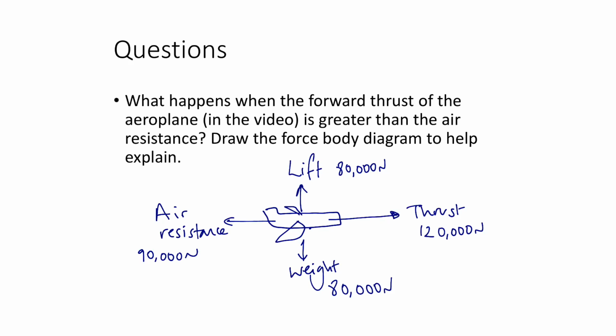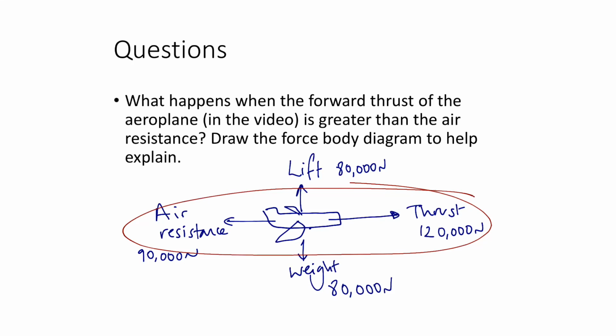So what happens? Well, if we just look at the horizontal components, they're in opposite directions, so 120,000, take away 90,000, that gives us 30,000 newtons to the right. So what that means is, thankfully the object is moving forwards, it's an aeroplane, so that's good, but it's accelerating forwards with a resultant force of 30,000 newtons.